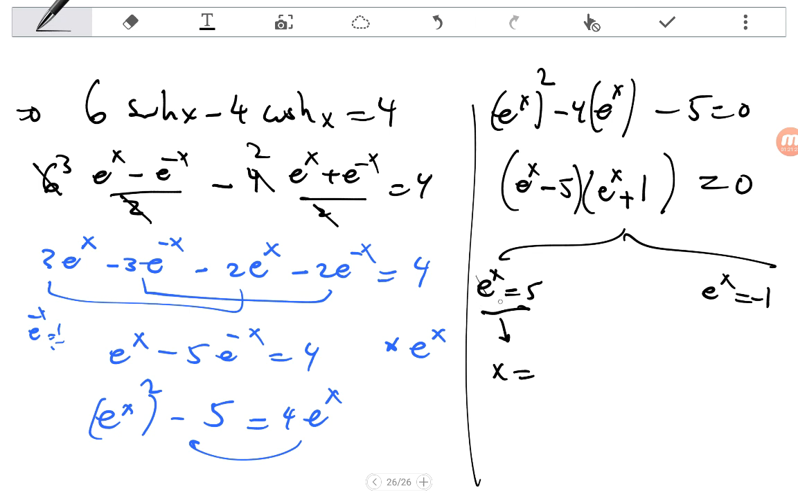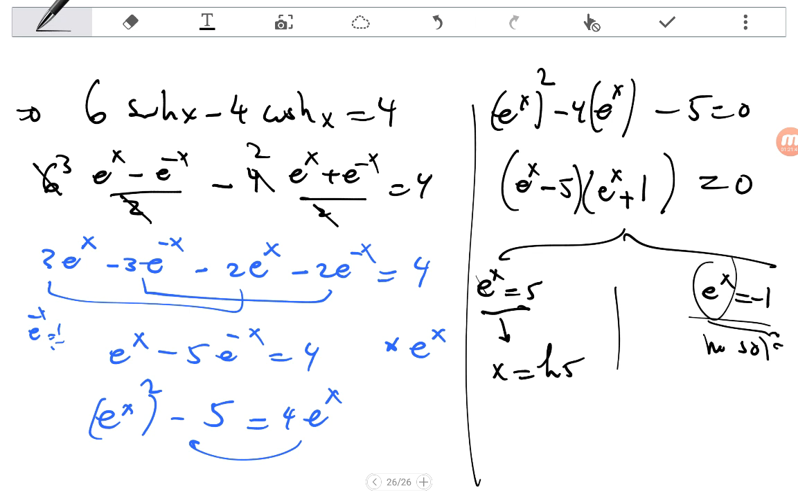how do I get rid of this e? Ln, yes, it will be ln 5. What about this? ln negative 1? Could I say ln negative 1? No. So what is that? Yes, we have no solution here.